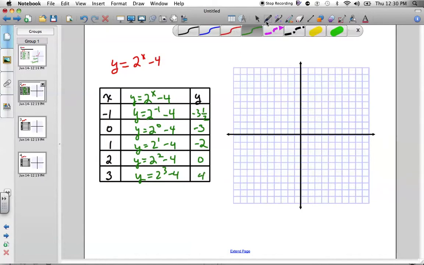Now all we're going to do is graph those ordered pairs. -1, -3.5. 0, -3. 1, -2. 2, 0. And 3, 4.